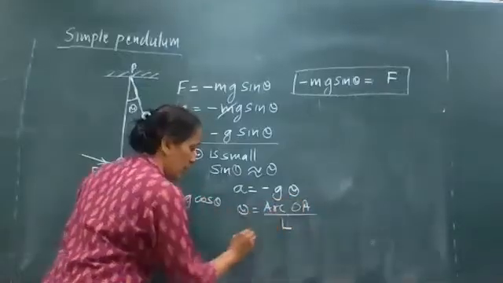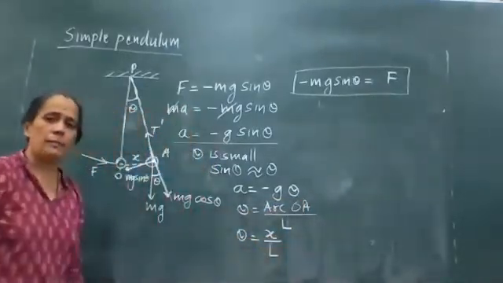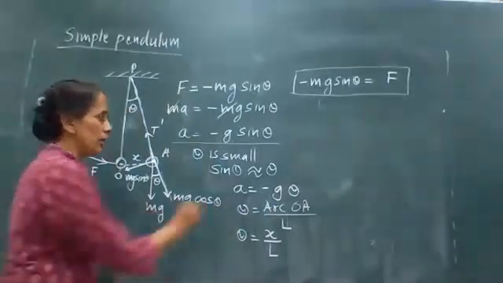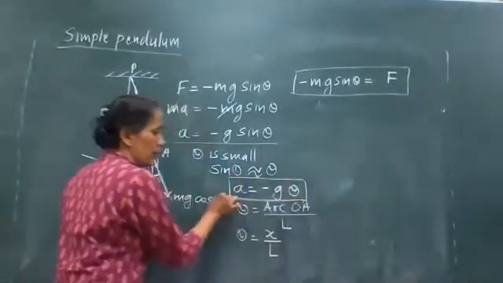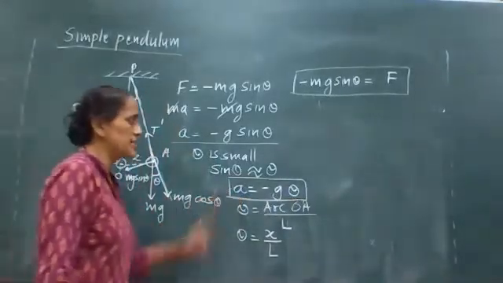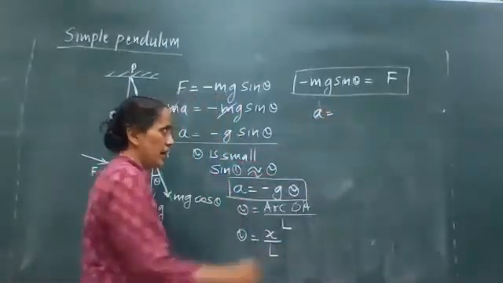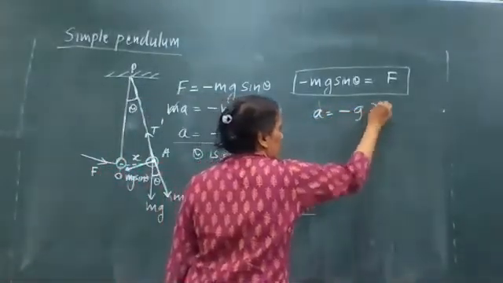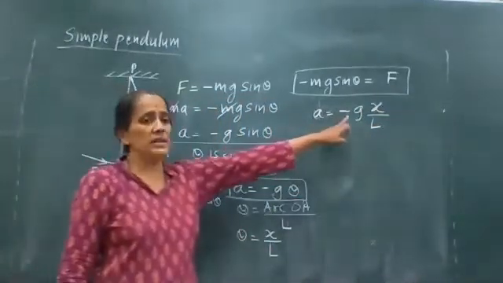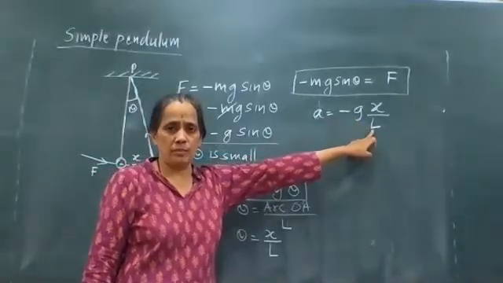And this arc OA can be written as x, so theta can be written as x upon L. Now this value of theta I can substitute in the acceleration expression. So acceleration A can be written as minus g x upon L, where g is nothing but the gravitational constant and L is nothing but the length of the simple pendulum.